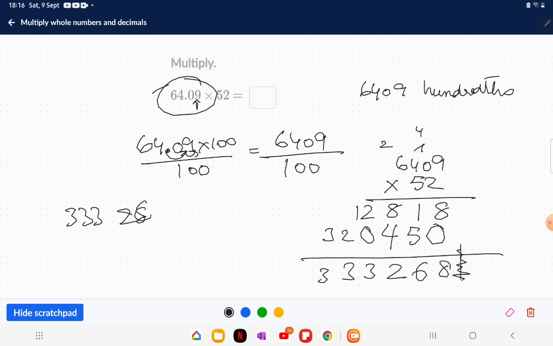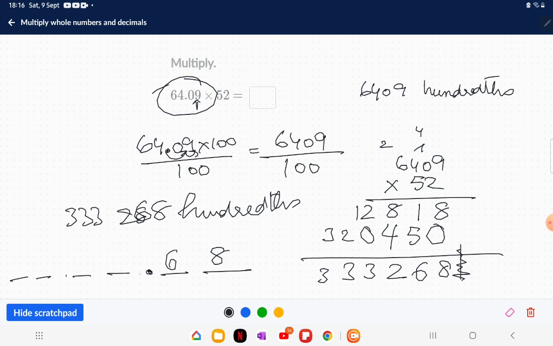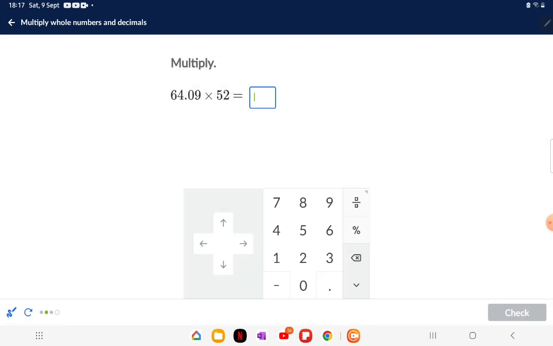Let's put this into our decimal frames. We start with 8, which is a hundredth, then 6, and then the rest of them go this side: 2 3 3 3. So it's 3,332.68.